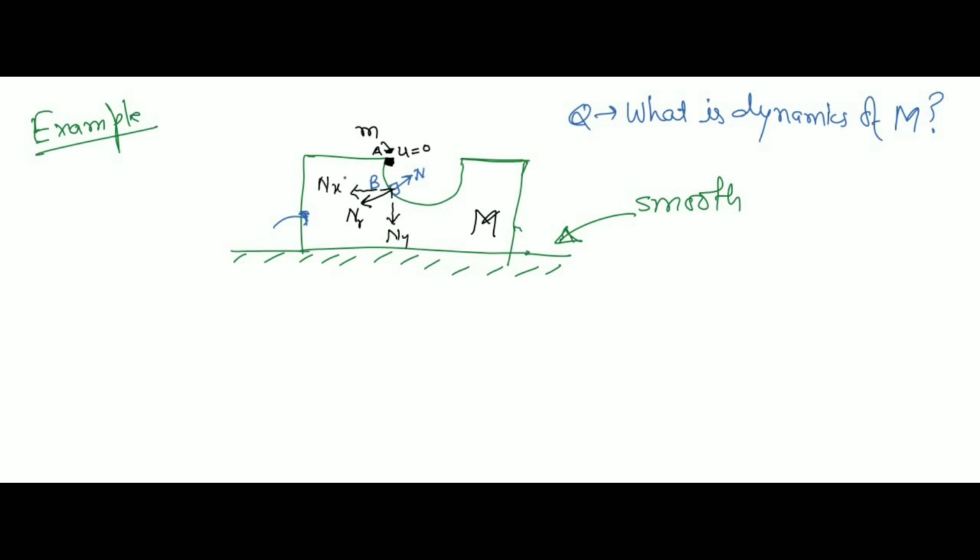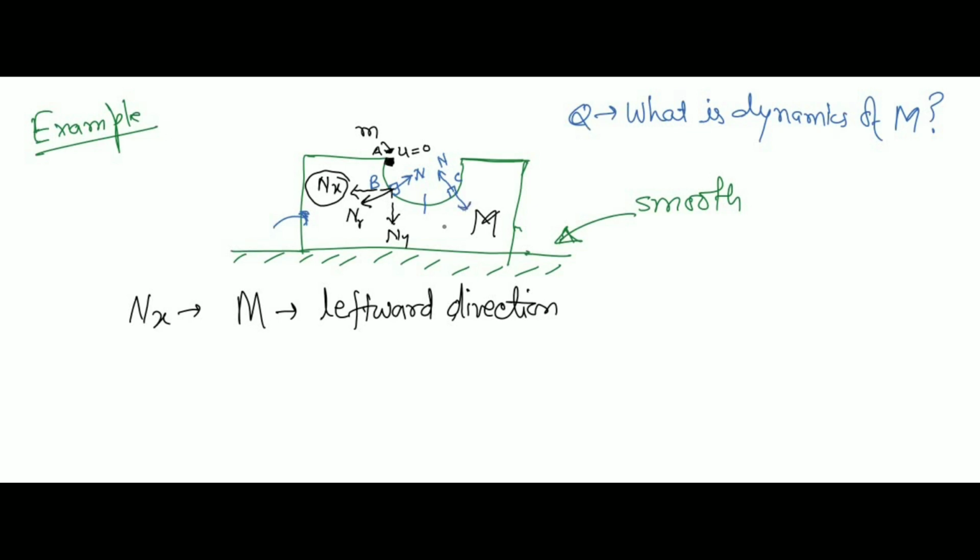So this is the same as the previous example. See, here there is an NY-NX component, and NX will try to move the block M in the leftward direction. Let us consider the further dynamics of the same particle. Now suppose the particle has crossed half the way and is at position C. Then again there will be a normal force along this direction, and a reaction force in the opposite direction on the block of capital mass M. Here again there will be two components, let's say N dash Y, just to separate it from NY, and NX dash. Now NX dash will move the block of capital M in the rightward direction.